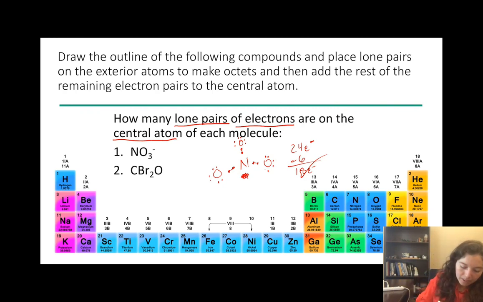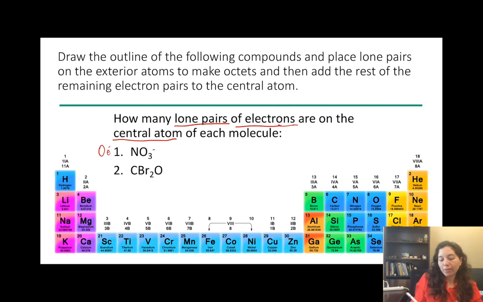So the answer for this one is 0 electrons. Let's take a look at number 2. For number 2, we determined the first time that carbon is our center atom. So we're going to put all of our other atoms off of this one.